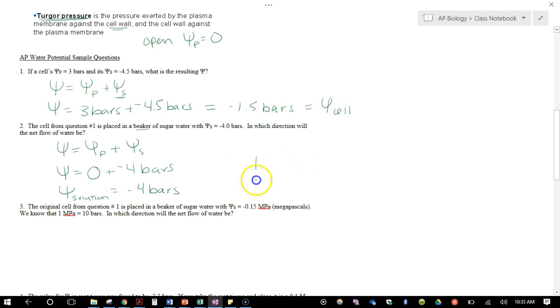I find it very helpful to draw pictures whenever I'm trying to figure out what's going to happen, so I encourage you to do the same. So here's my cell. My cell is negative 1.5 bars. My solution is negative 4 bars. Water moves from high water potential to low water potential, so that means that the water is going to leave the cell. The water will leave the cell.